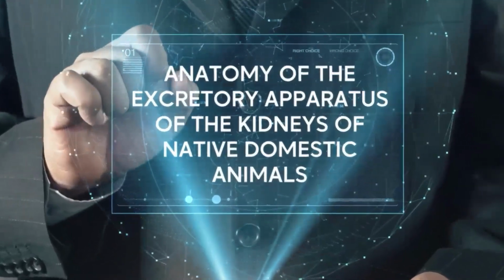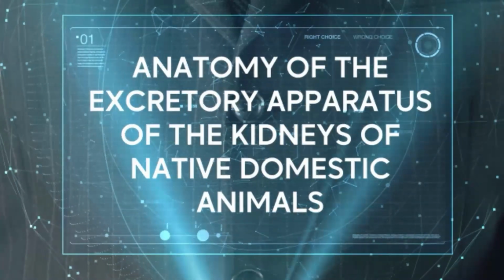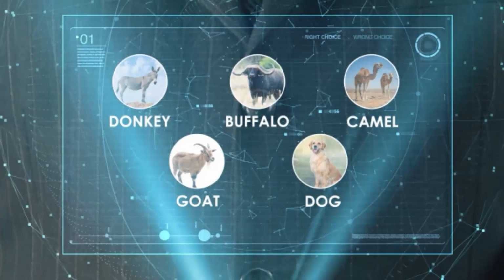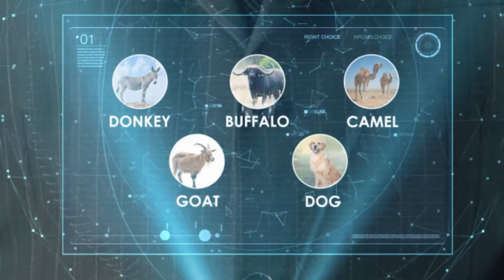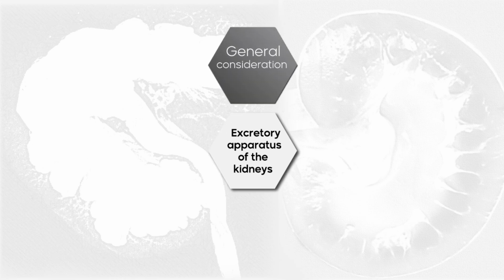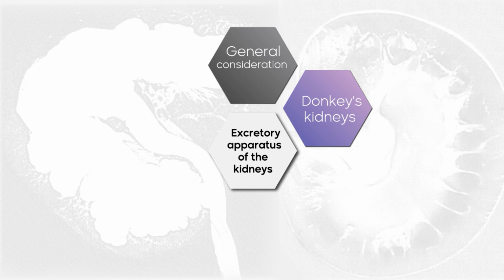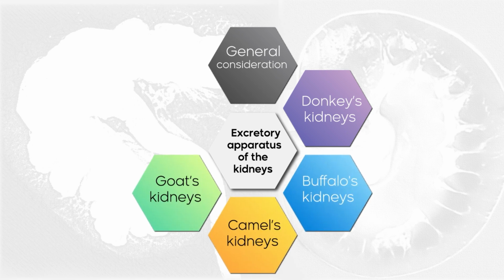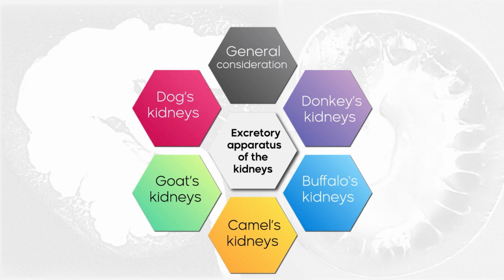Anatomy of the excretory apparatus of the kidneys of native domestic animals: donkey, buffalo, camel, goat, and dog. Excretory apparatus of the kidneys. General consideration. Donkey's kidneys. Buffalo's kidneys. Camel's kidneys. Goat's kidneys. Dog's kidneys.